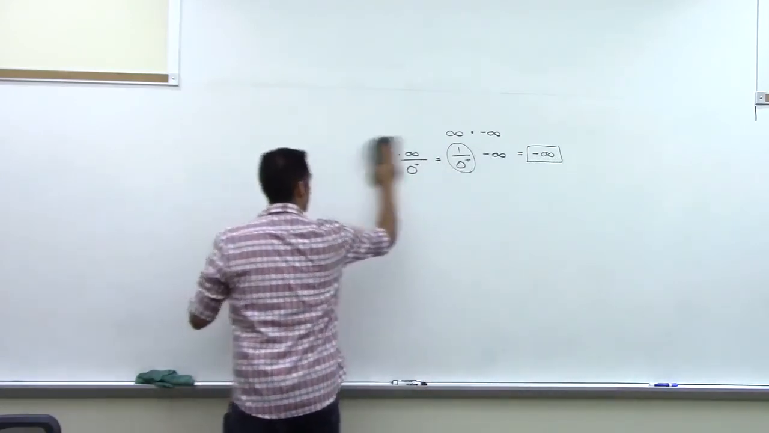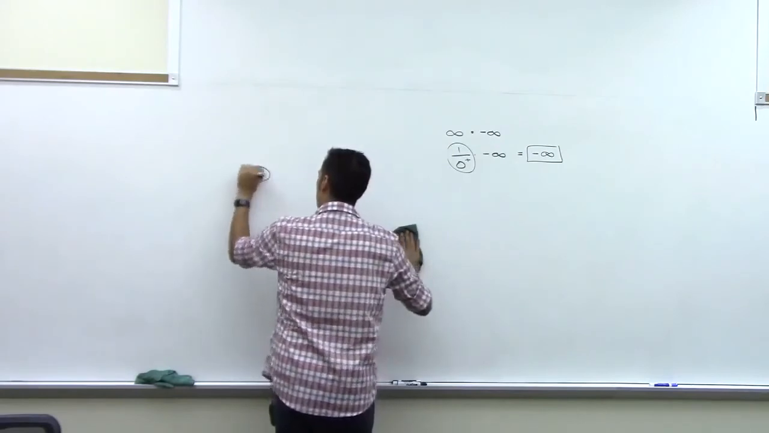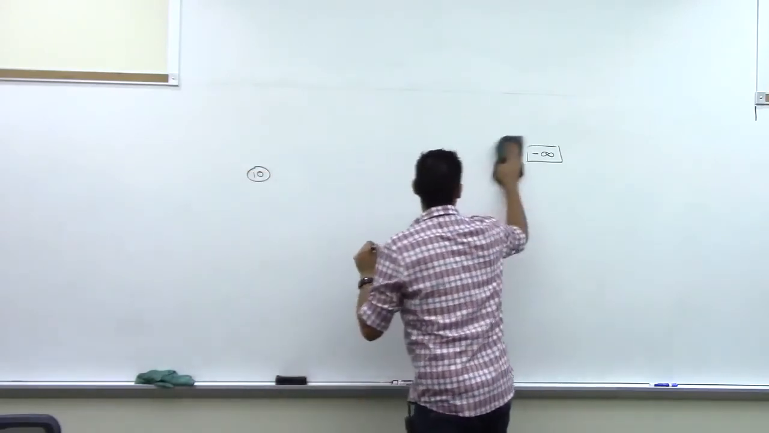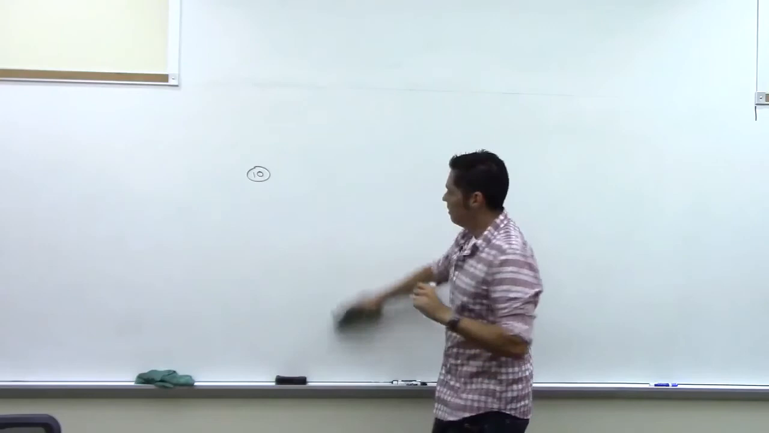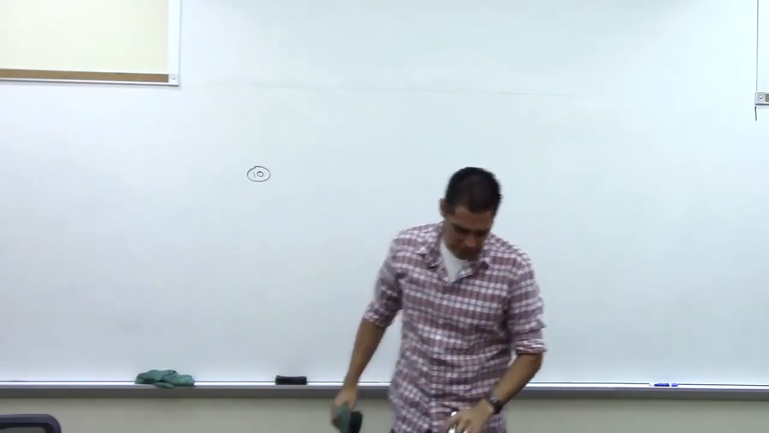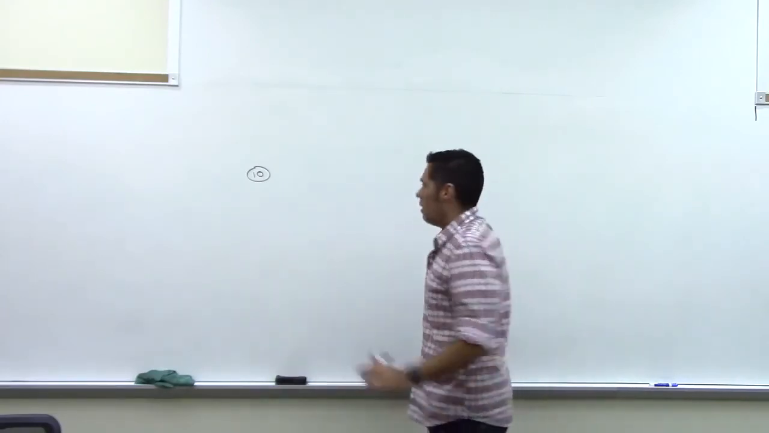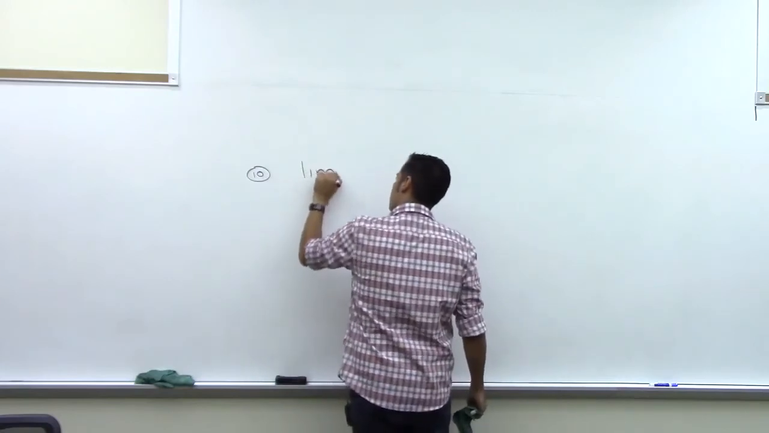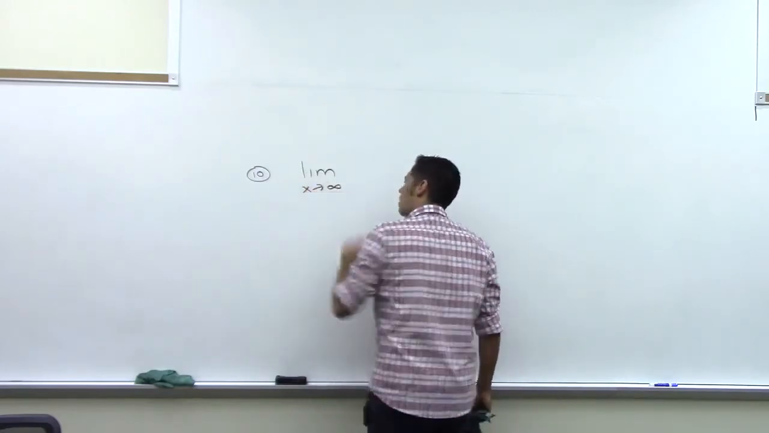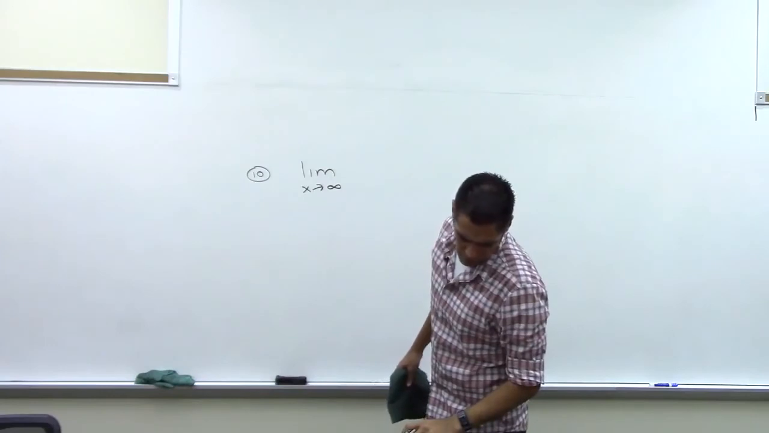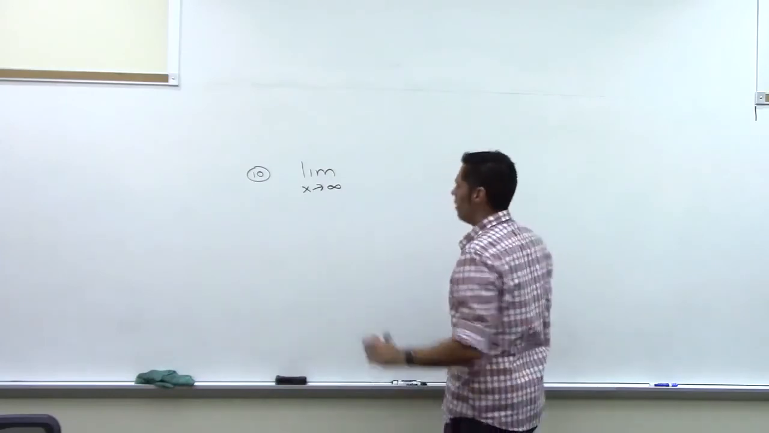All right, number 10. The problem with L'Hopital is that people will start getting so happy about it that they just start doing L'Hopital on everything, and you can't. All right, limit as x goes to infinity of natural log of the square root of x over x squared.